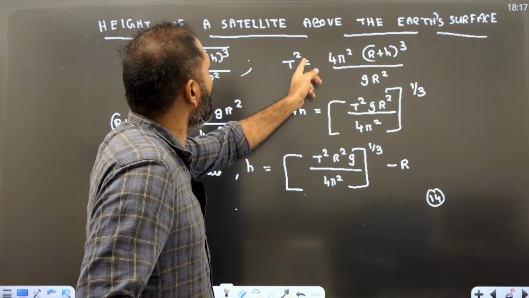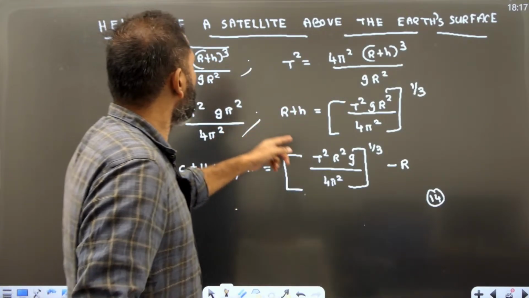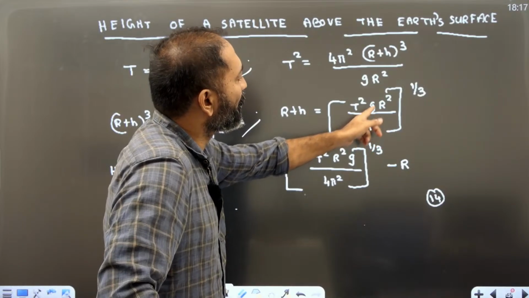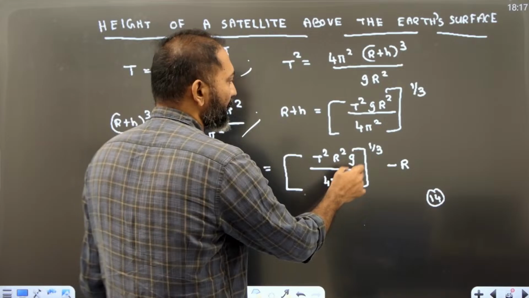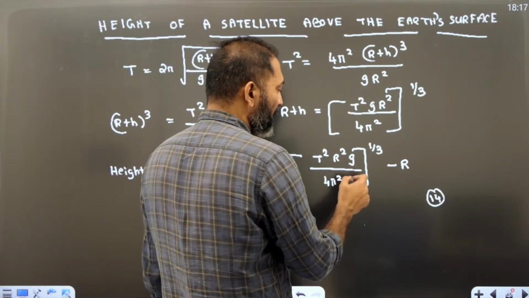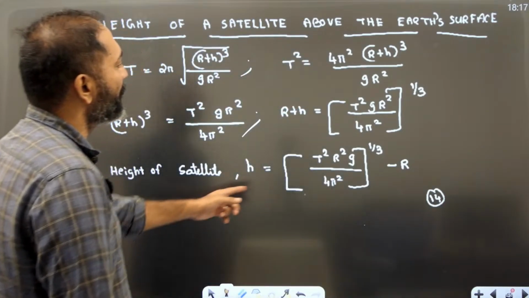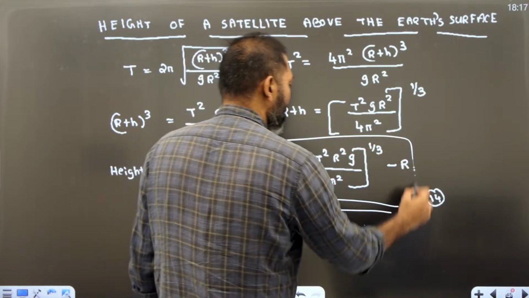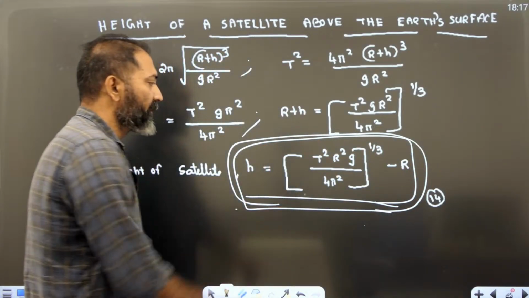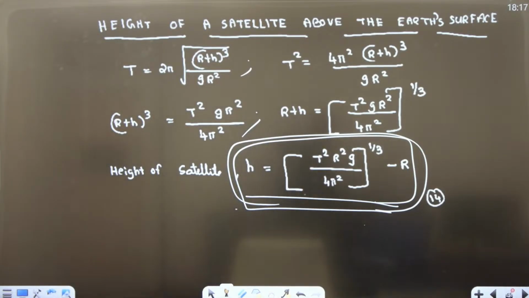Any doubt? Squaring we will get this term. So what is r plus h? It is T square g r square by 4 pi square, whole raised to 1 by 3. So what is the height of the satellite? It is (T square r square g by 4 pi square) whole raised to 1 by 3, minus r. So this is the equation for the height of the satellite above the Earth's surface. Please note down. Any doubt?